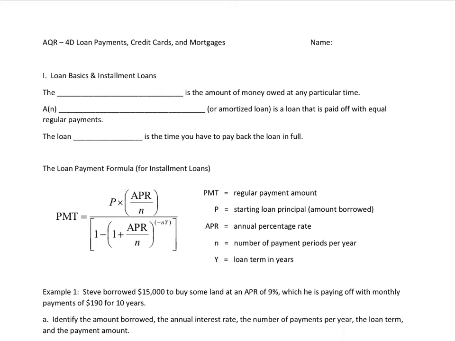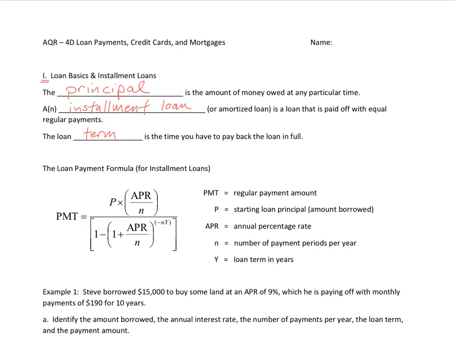We have some vocabulary right off the bat here at the top. We have the principal being the amount of money owed at any particular time. So I've been paying on my mortgage for 2 years and 3 months now. The current amount I owe is now called the principal. When it first started, the amount I owed 2.5 years ago was called the principal. So the principal changes with a loan.